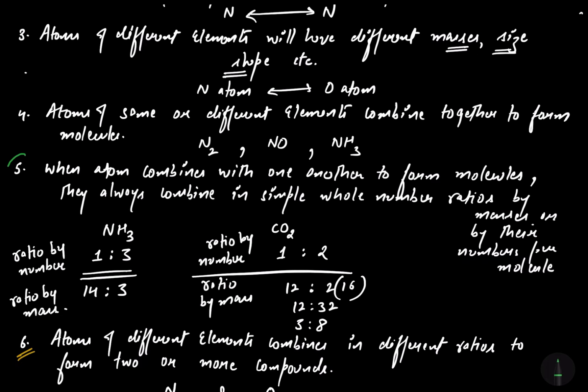The law of constant composition is supported by the fifth postulate. When atoms combine with one another to form molecules, they always combine in simple whole number ratios by their masses or by their number of atoms per molecule. So the law of definite proportions is supported by the fifth postulate.